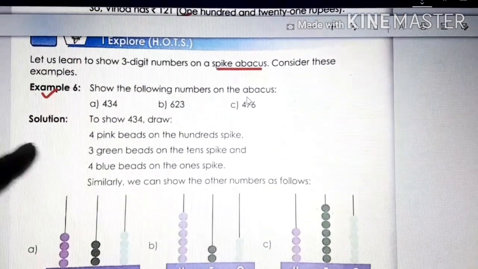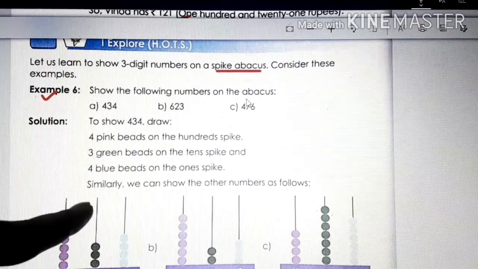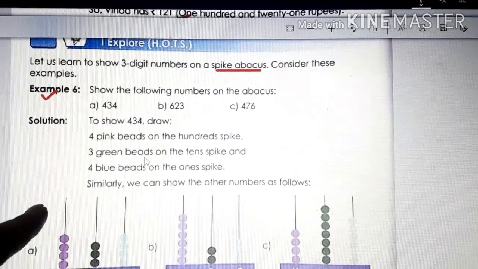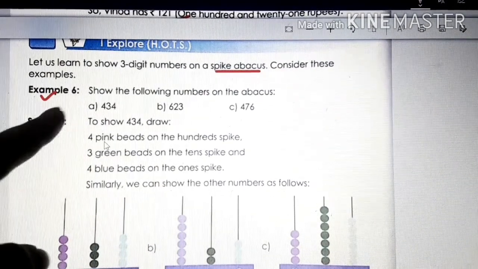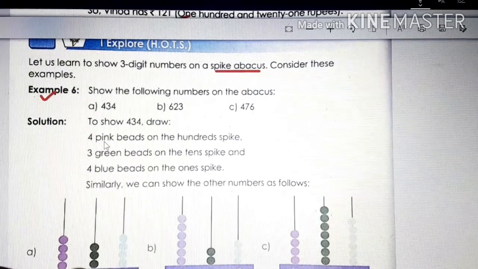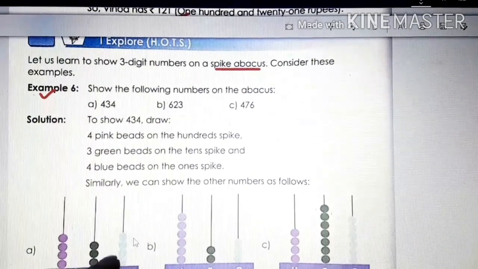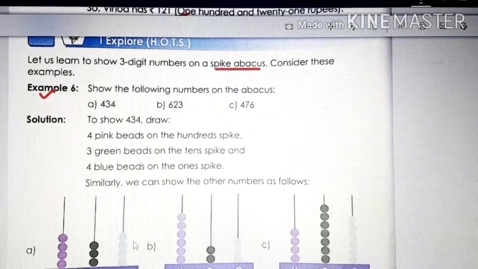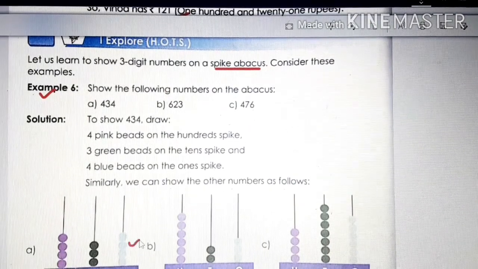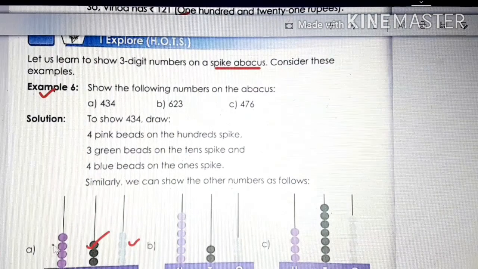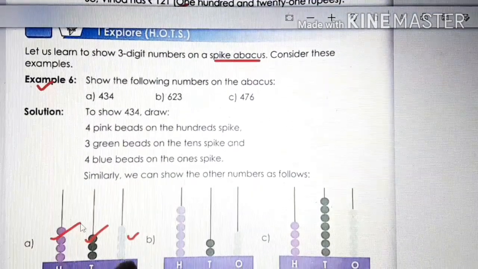431. Now we have to show 431 on the abacus. So for showing the number on the abacus, you have to use different color beads, children. For ones you will use blue color. For tens you can use green color, and for hundreds you can use pink color.